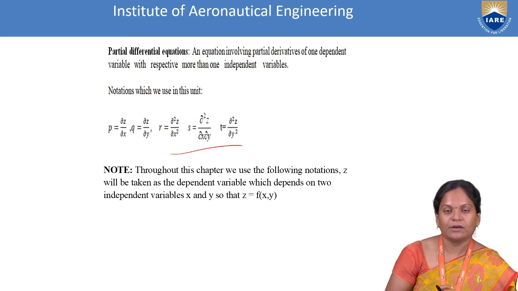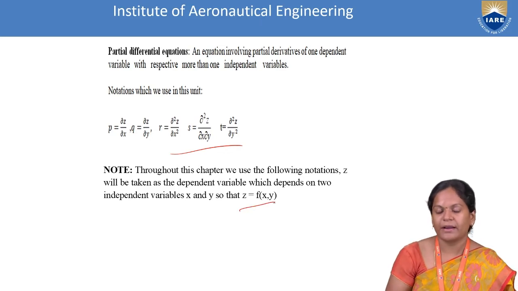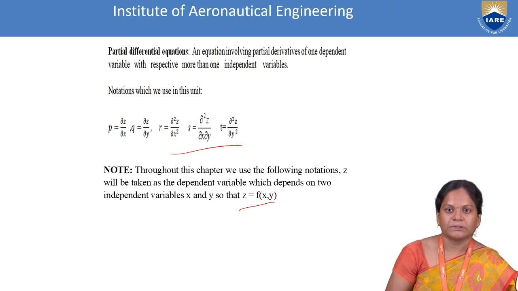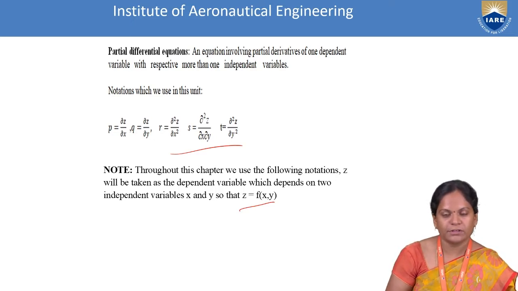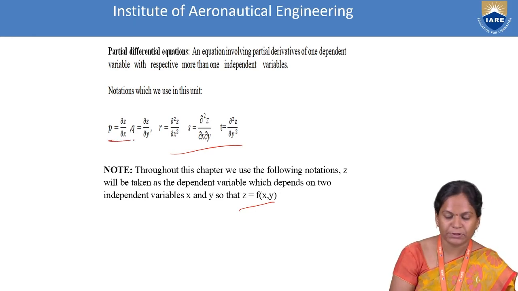One more thing to remember in this whole partial differential equation topic: z is the dependent variable, and x and y are the independent variables. So wherever we have z, x and y, these are the standard notations in this topic. p, q, everything is small. Small p is the first order derivative with respect to x.